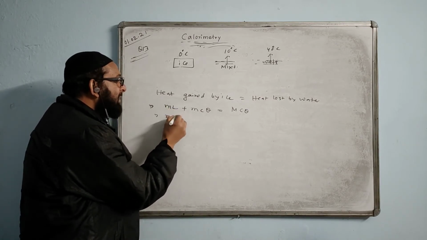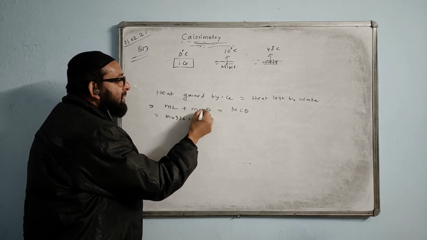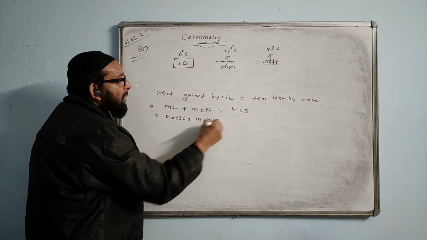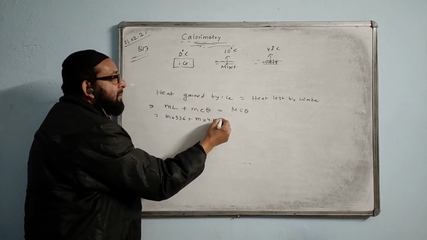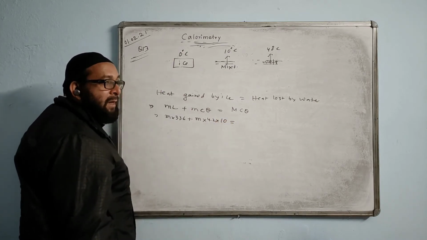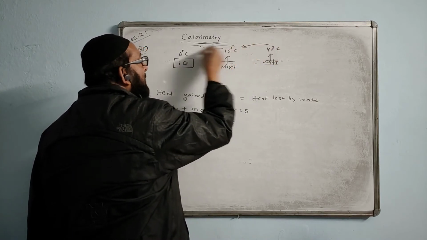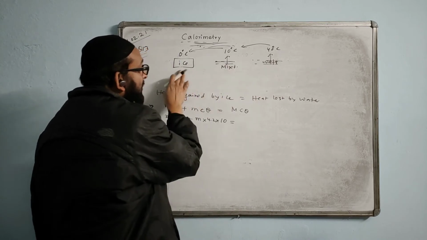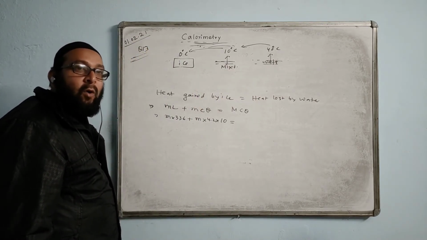L is 336. The mass of the ice is unknown, and c for ice melted into water is 4.2. Theta is the temperature difference, which is 10. The temperature flow takes place this way: this minus this, because the hot body is here and the cold body is here. Remember, temperature flows from hotter to colder.